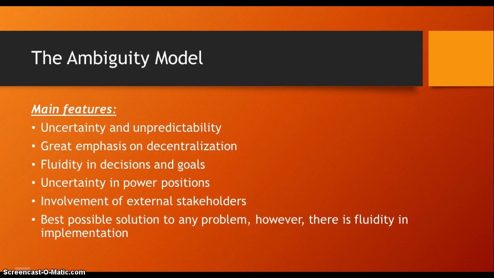The ambiguity model. This model includes features that are uncertain and unpredictable. It places great emphasis on decentralization. There is fluidity in decisions and goals, uncertainty in power positions, involvement of external stakeholders, and best possible solution to any problem. However, there is fluidity in implementation.